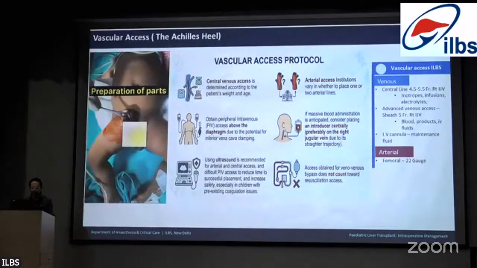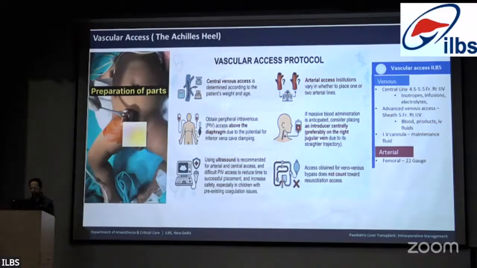Now, coming to vascular access, it is often the Achilles heel. In transplant, the children are very small. They have had previous admissions, and it is difficult to take IV access. Central venous access is determined according to the patient's weight and age.